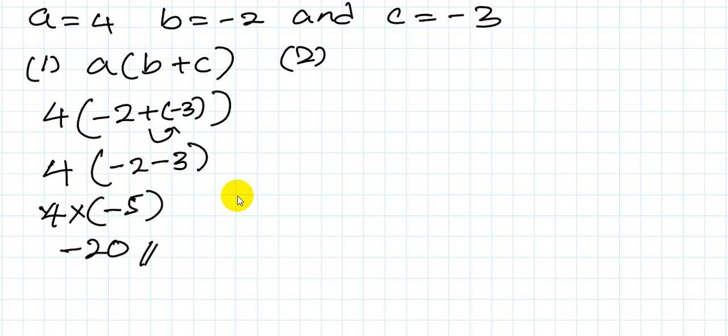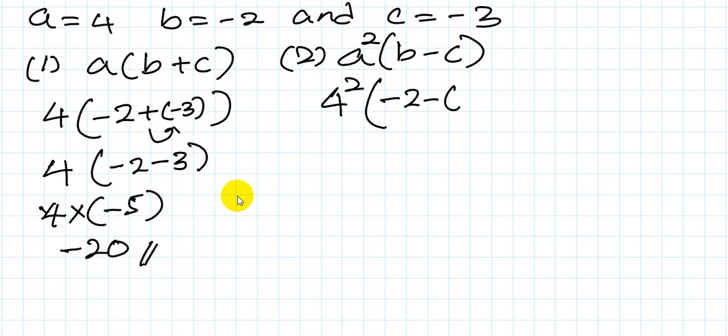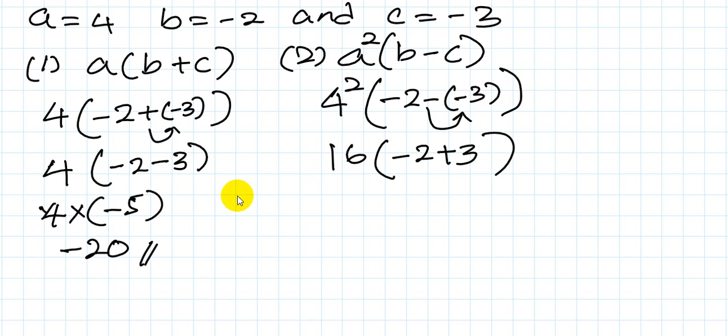The second question is a square within bracket b minus c. So a square means 4 square, b is -2, again -3. So here we get 16, and within bracket -2 and +3, because minus into minus equals plus. So -2 plus 3 equals +1. So 16 multiplied by 1 equals 16.